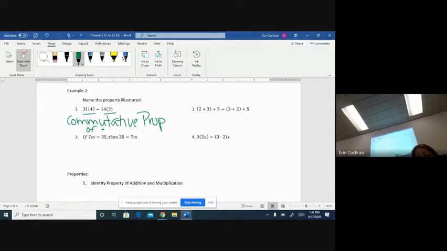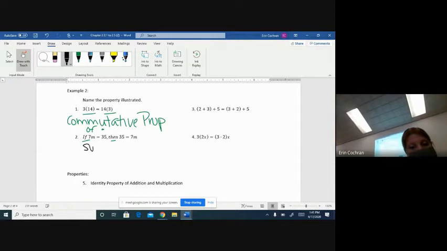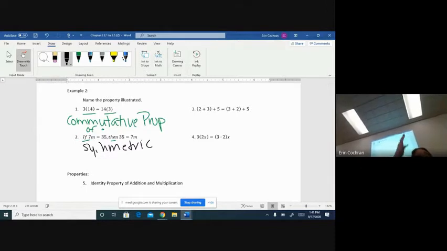Yeah, okay? Now, like number 2. Since we're using the if and the then, this is where we're going to use one of those properties of equality, okay? Now let's do 2. If 7m equals 35, then 35 equals 7m. This one is symmetric, yeah. It's not reflexive because reflexive is if 7m would equal 7m. It's the exact same. Transitive, if A equals B and B equals C, then A would equal C, okay?